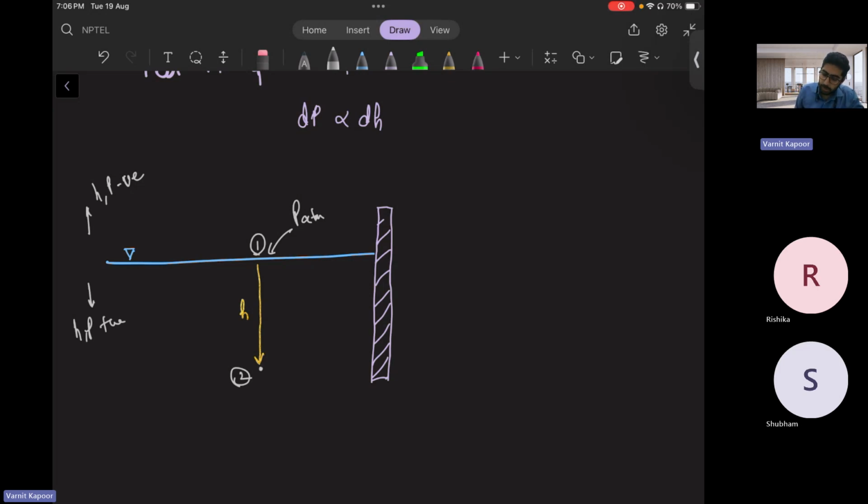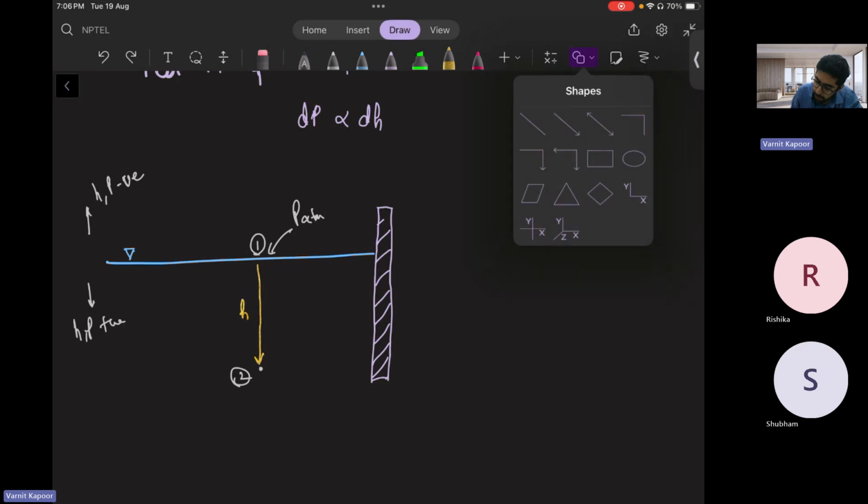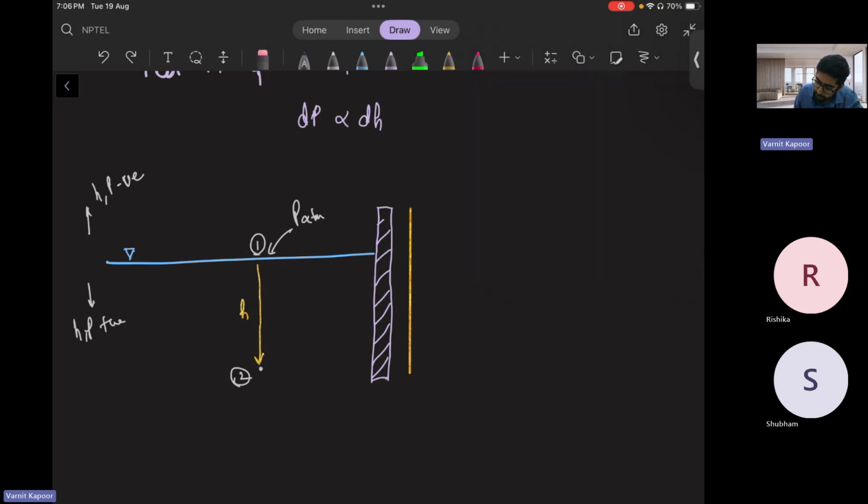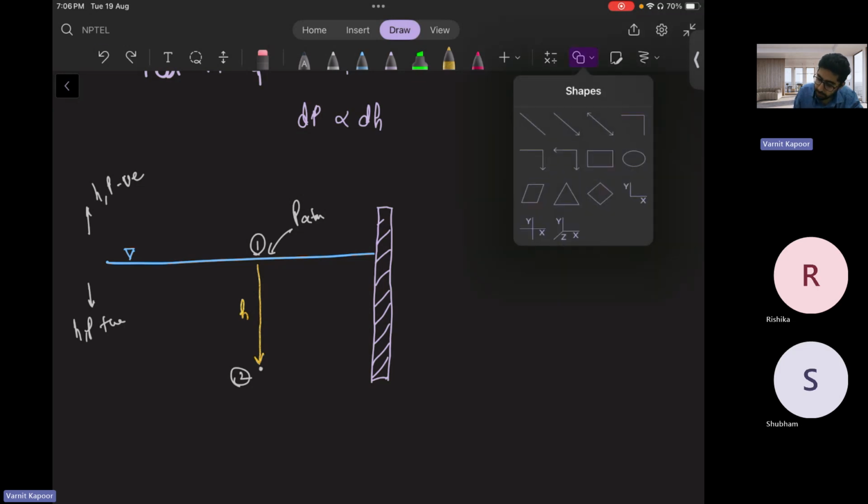Now, the right hand side of the wall is experiencing constant pressure because it is empty. So the pressure on the right hand side of the wall from this situation.